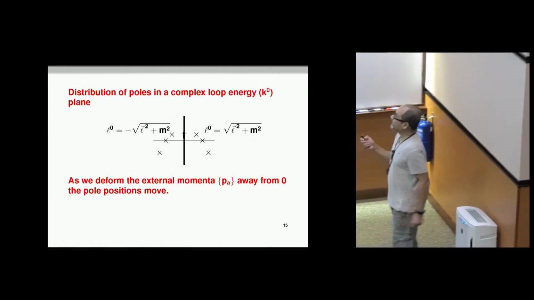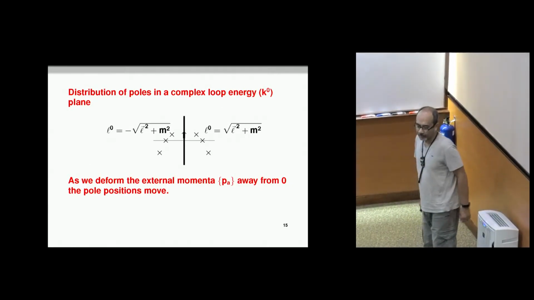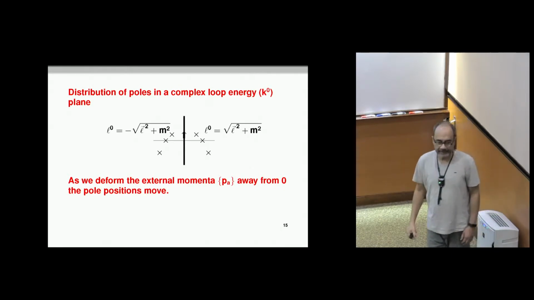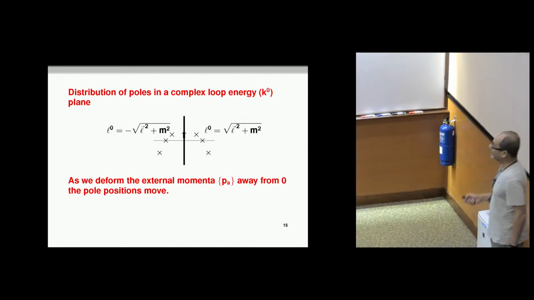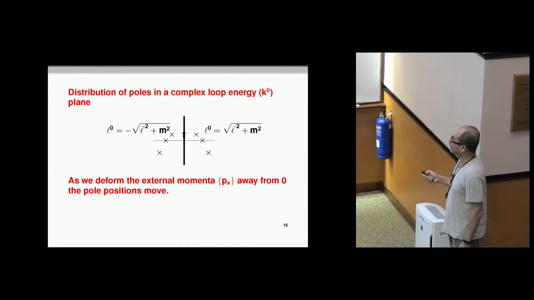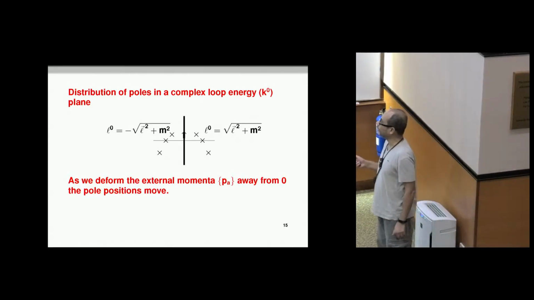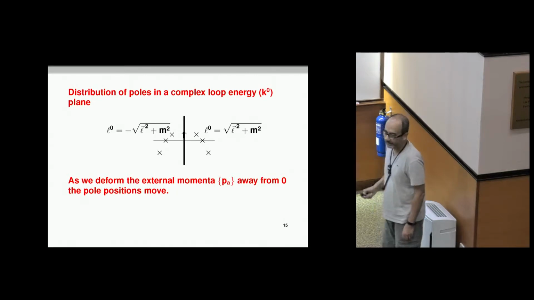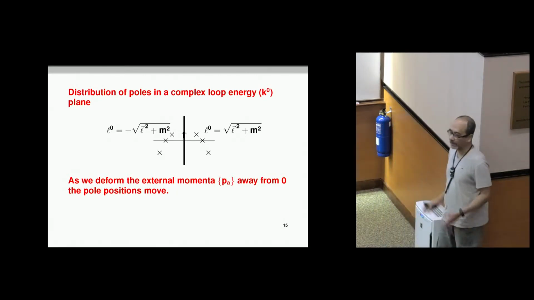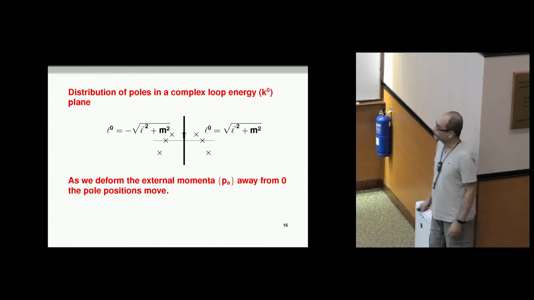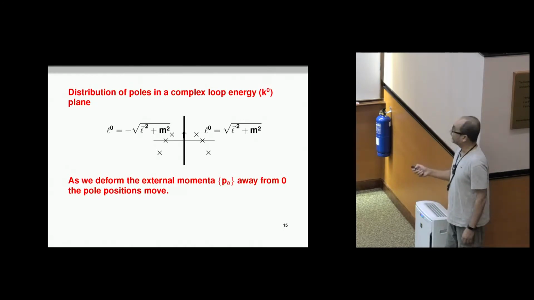The idea is that we will start from this configuration, where poles are all kept away from the integration contour, and then we will see what happens when we deform the external momenta away from 0, because the pole positions are going to move. Eventually they'll come and hit the integration contour, and that's where the potential singularities will come from. From the infinities, there are no singularities because of the exponential suppression.